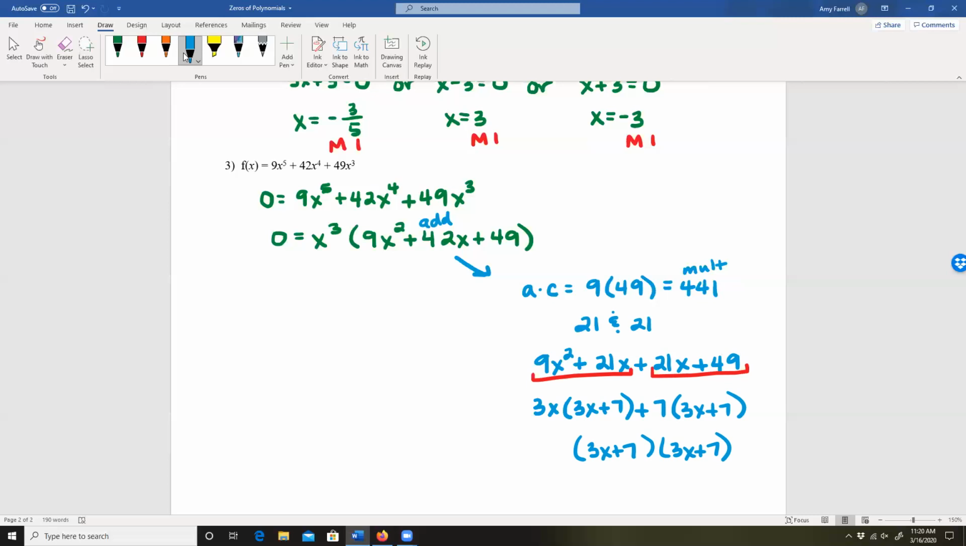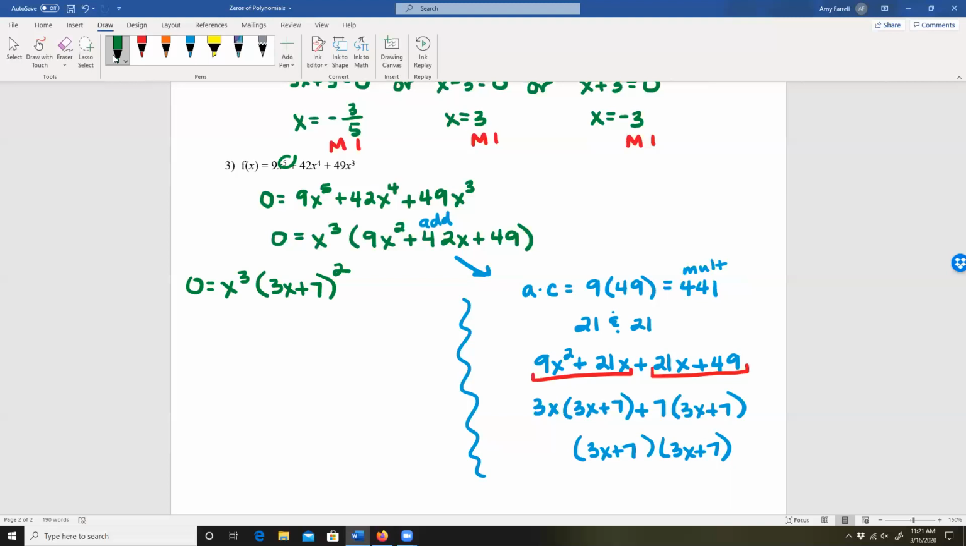Okay, so back over here, solving f of x equals 0. Don't forget about your x to the third. So I've still got an x to the third. And instead of writing 3x plus 7 times the quantity 3x plus 7, I'm going to go ahead and write that as 3x plus 7 quantity squared. So looking at the polynomial function, I'm expecting 5 zeros.